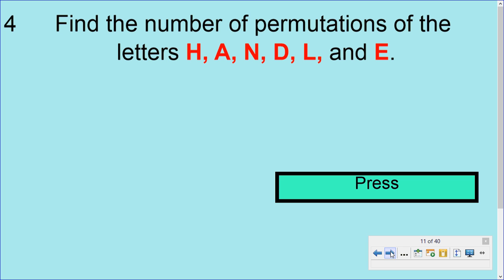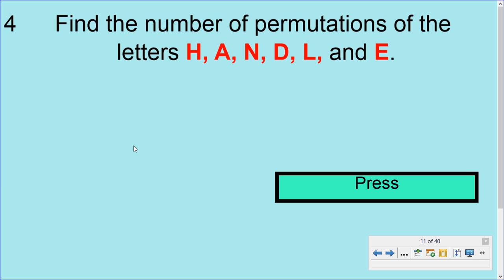So let's get started. Find the number of permutations of the letters H, E, N, D, L, E, and E. So we have the word, it looks like handle, and we want to make arrangements out of it. So how many different arrangements can we make?